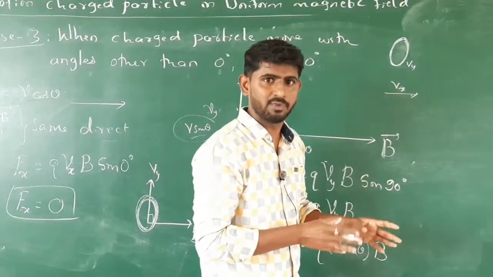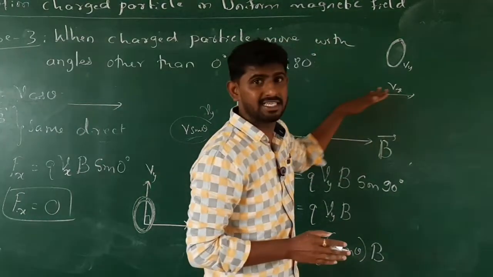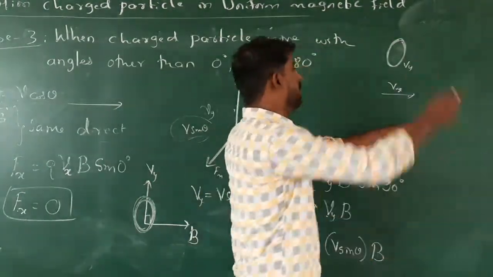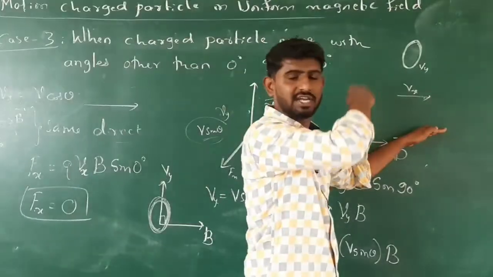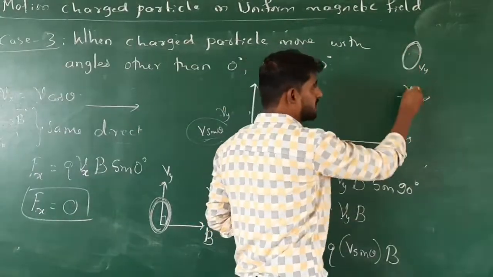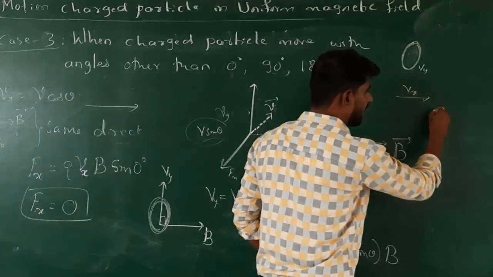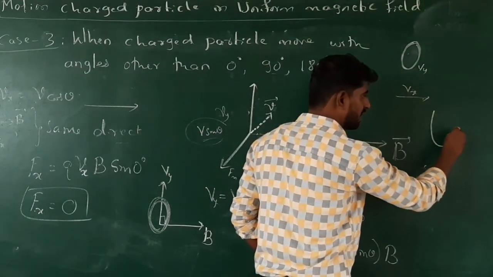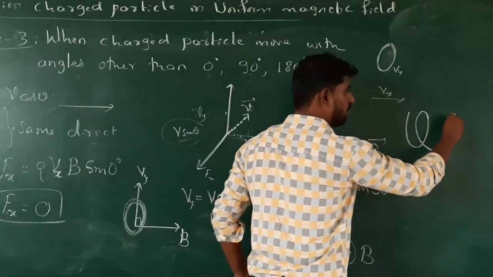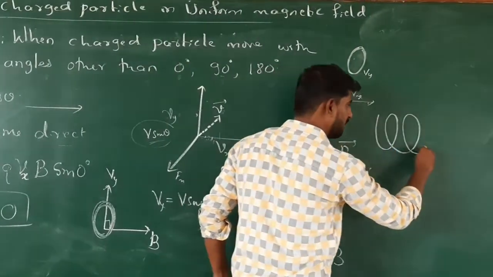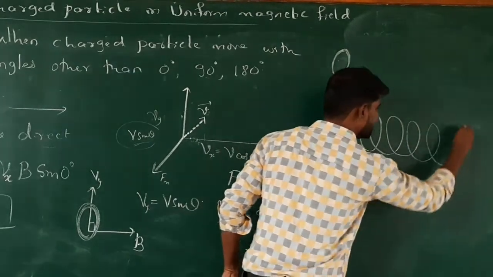Because Vx and the magnetic field are in the same direction, there is no magnetic force by the Vx, so it is trying to move in a straight line. Vy is a result of the magnetic force, so due to that it is trying to move in a circular path. By the combination of these two, it starts to move like this. See here, it wanted to move in a circular path, but because of Vx, it travels further. It tried to move in a circular path, but because of Vx, it will move like this. So the path becomes like this.